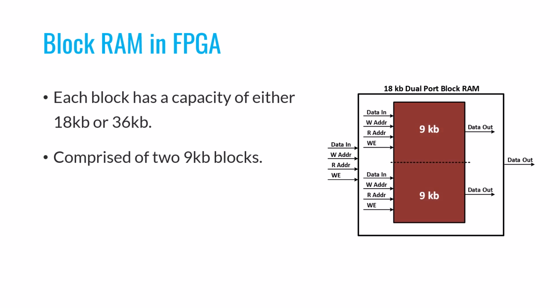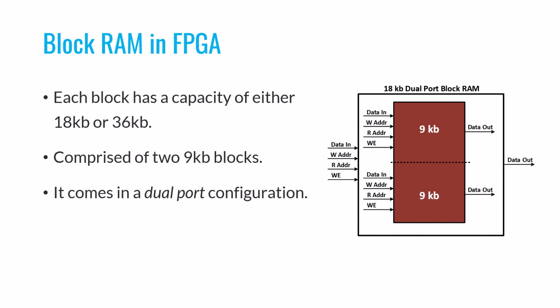In this diagram, you can see an 18 kilobit block RAM that has been divided into two 9 kilobit sections. If you need to, you can use the entire 18 kilobit memory at once using the port you see in this section. And if you need less than 9 kilobits of memory, you can use just 9 kilobits instead of the whole 18 kilobits. Another point about block RAMs is that they are dual port memories.